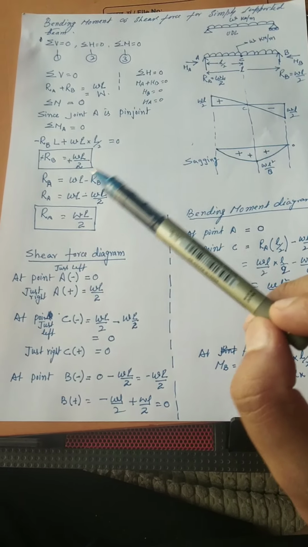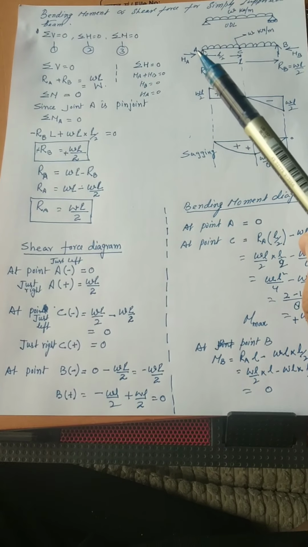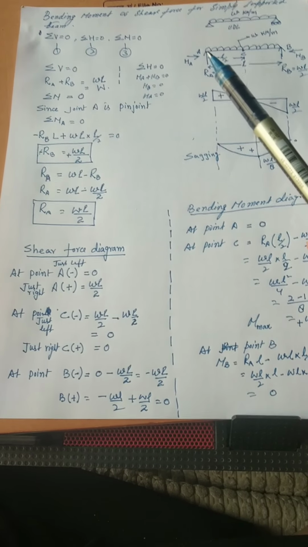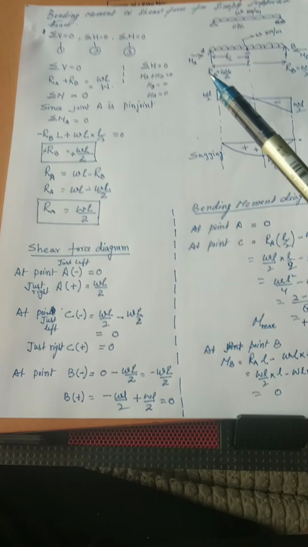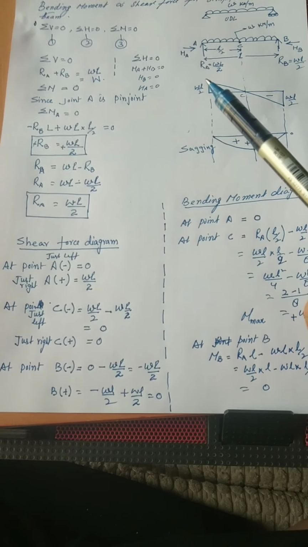Fine. Now we have to see the shear force diagram. If we see at the point A, on the left side of this we have no shear force, and just to the right of point A, I have the shear force of WL by 2. So I will plot the shear force WL by 2.